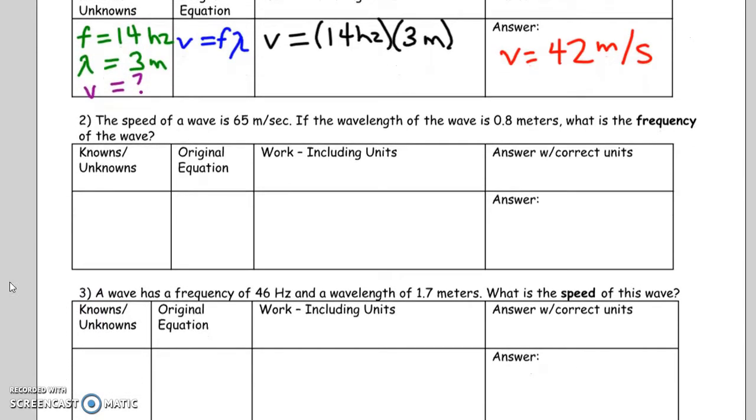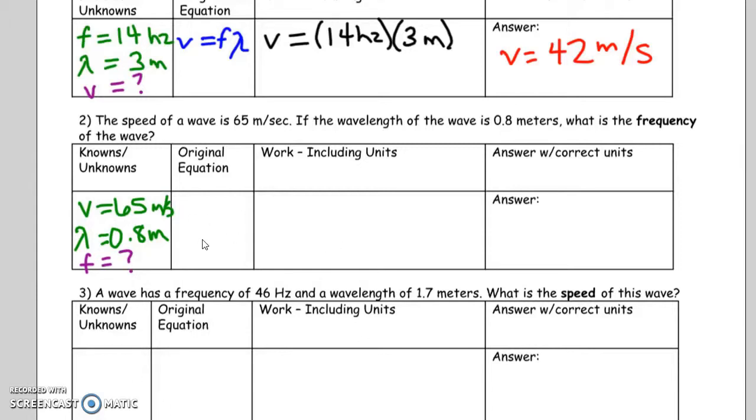Question number 2 says the speed of the wave is 65 meters per second. So V equals 65 meters per second. If the wavelength of the wave is 0.8 meters, so wavelength equals 0.8 meters, what is the frequency of the wave? So frequency is our unknown.